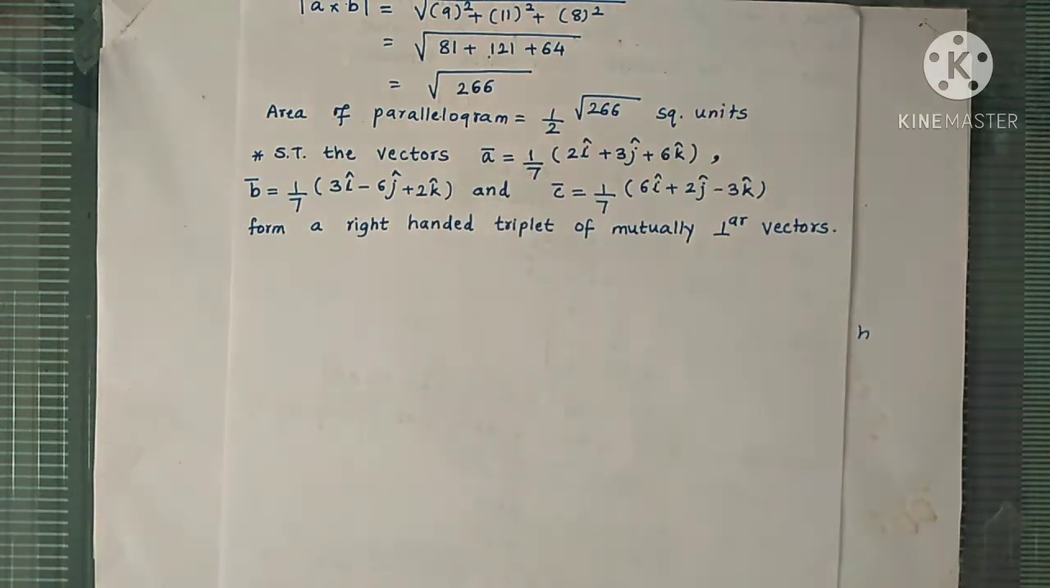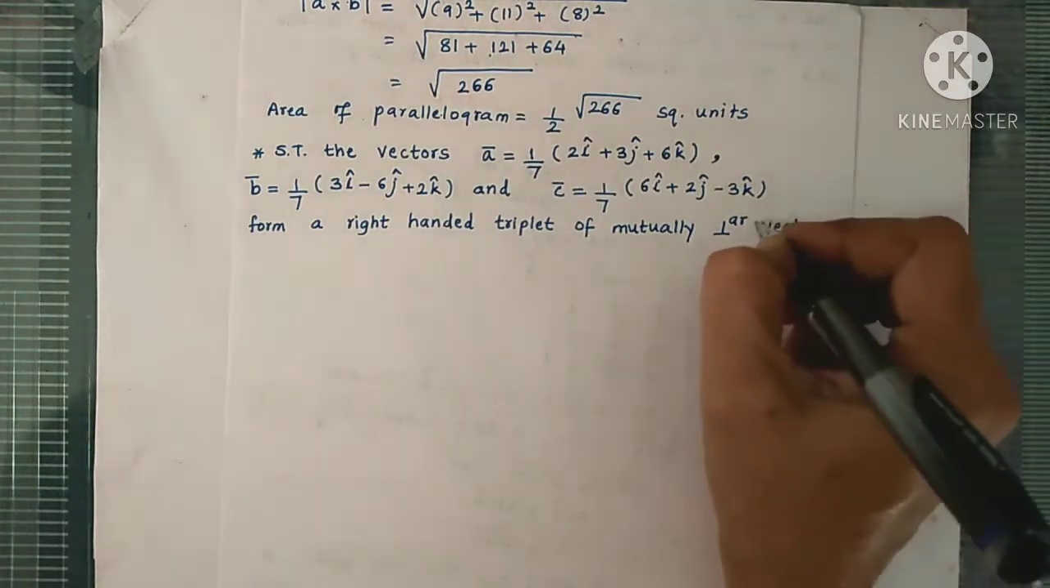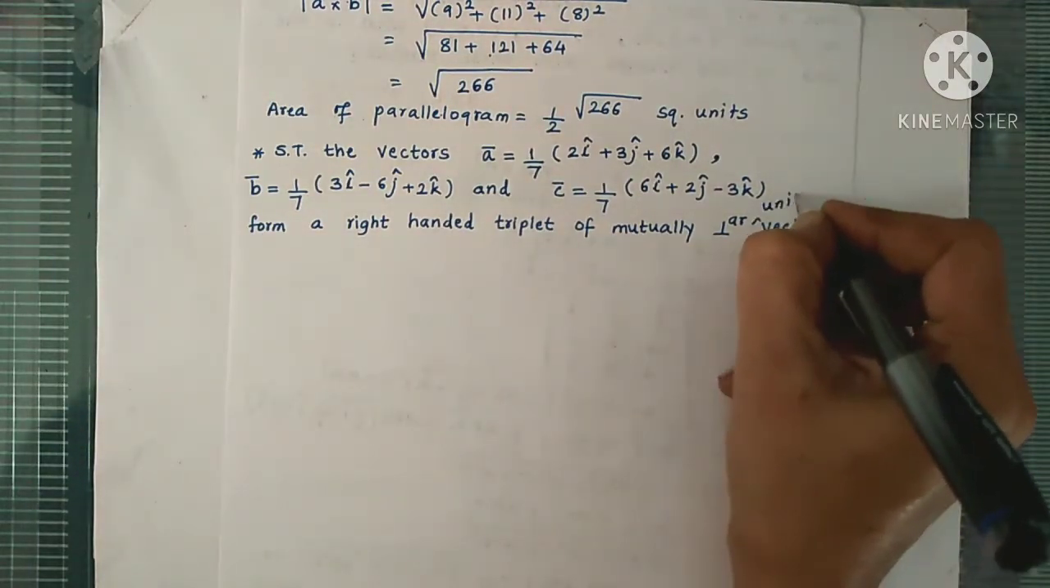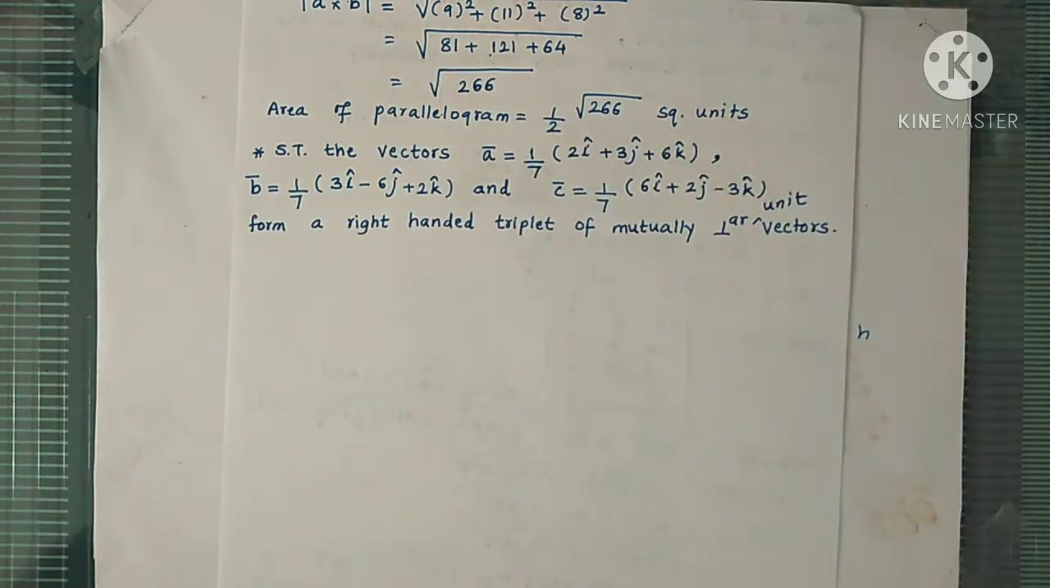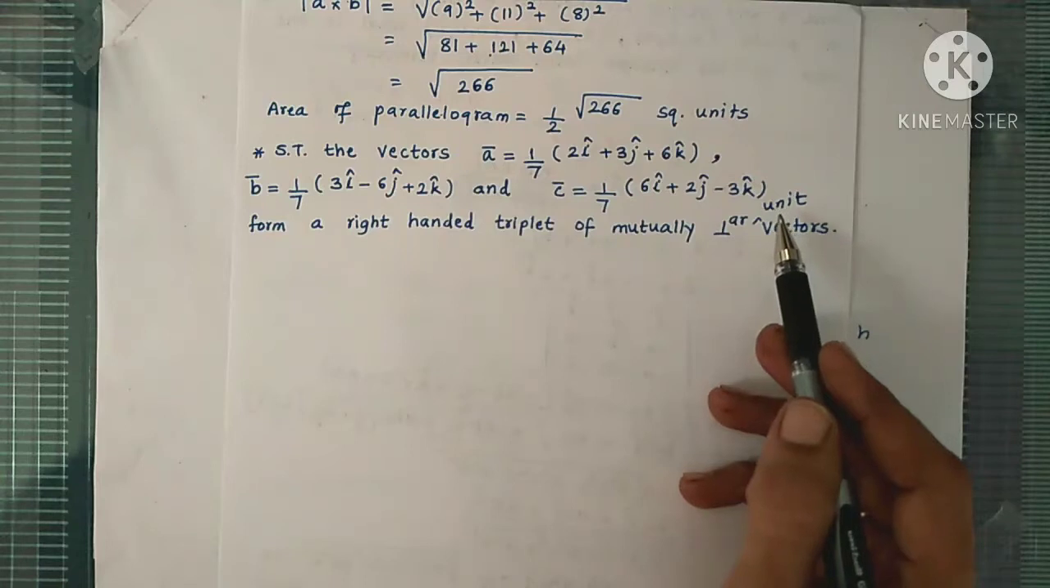Now let's consider one last question based on cross product. Okay, so the question is, the vectors a bar, b bar and c bar, we have to prove that they form a right-handed triplet of mutually perpendicular unit vectors. See how many adjectives are used here. First of all, we have to prove that those are unit vectors. So let's start with that.